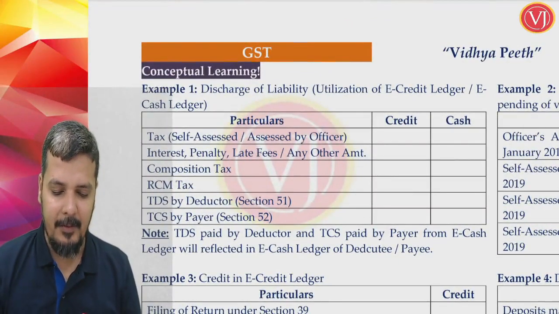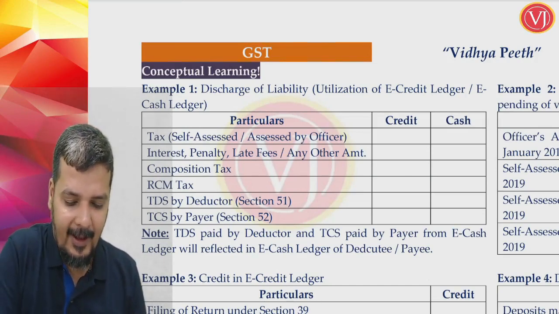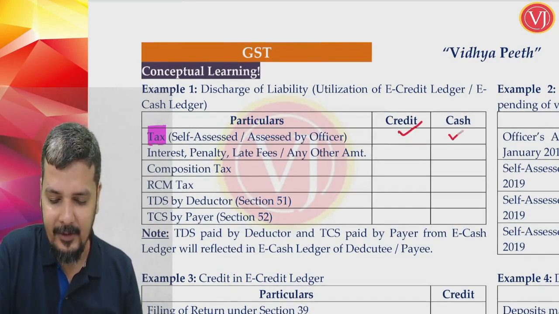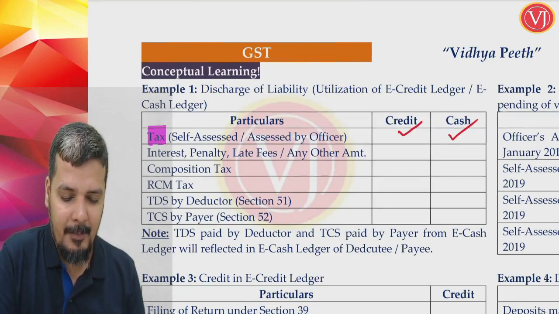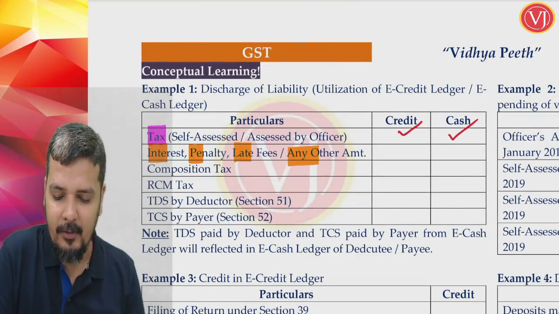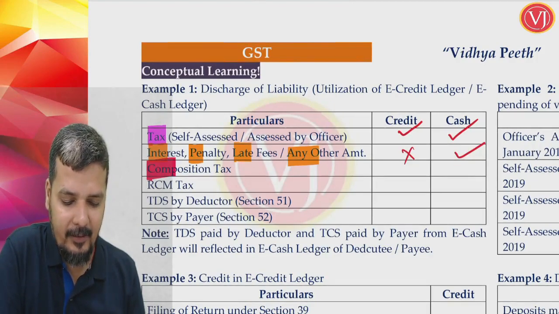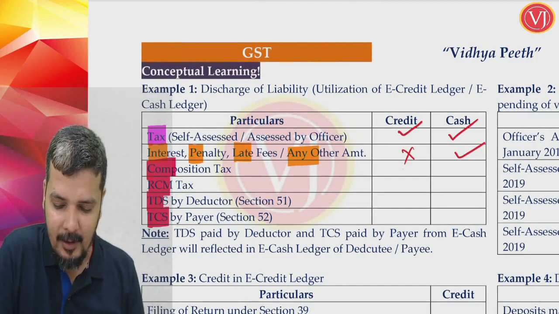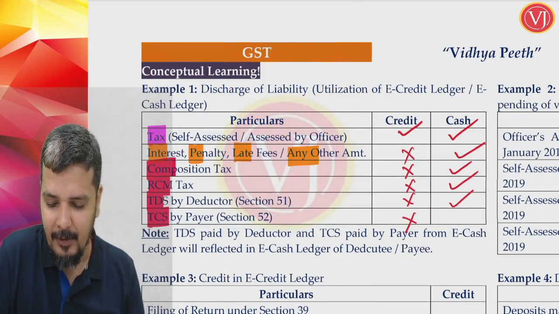Now what is example 1 talking about? It is talking about the same thing that we have discussed now. When you are talking about tax, whether it is assessed by yourself or by the officer, you can use your credit ledger as well as cash ledger. When you are talking about any other type of payment, let it be interest or penalty or late fees or any other amount, you cannot use your credit ledger, only cash ledger. If it is a composition tax or RCM tax or TDS or TCS, again you cannot use your credit ledger. You have to pay it only by way of cash ledger.